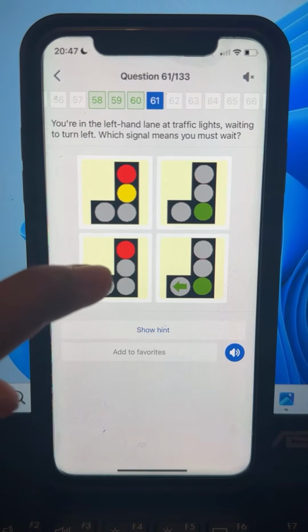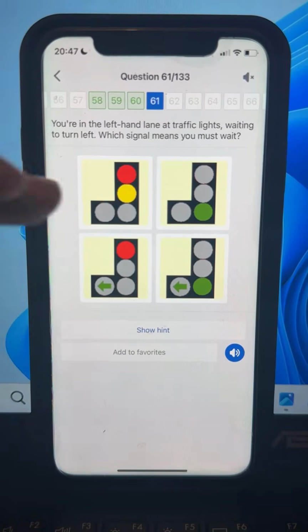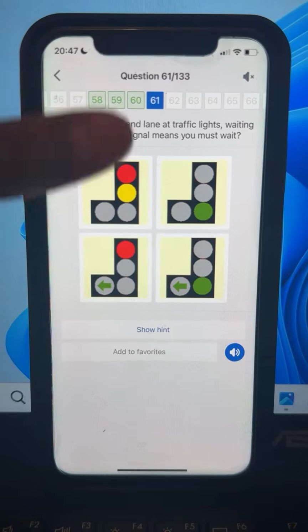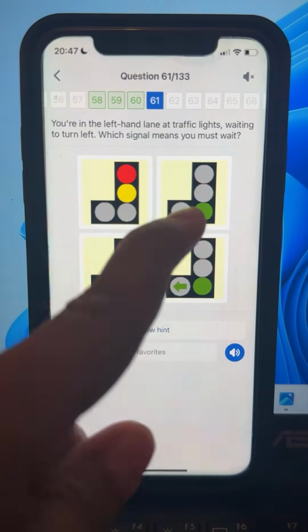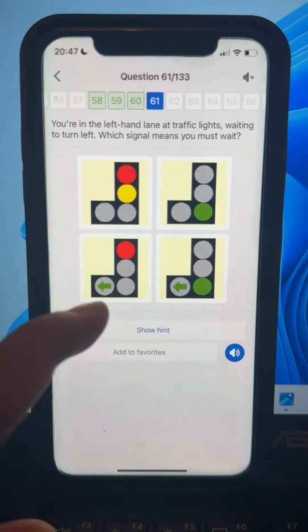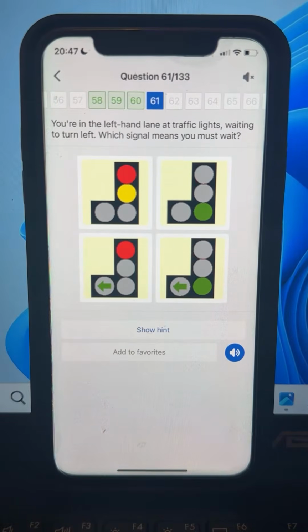The only correct answer left with us is A, because red means wait. You are turning left, red will tell you wait. This green will tell you go. This green as well will tell you go. And this green arrow is telling you go. This is what we call a filter. The only answer will be red.